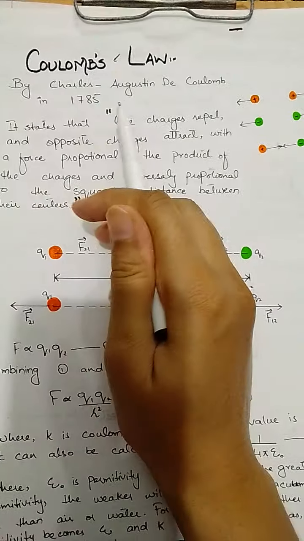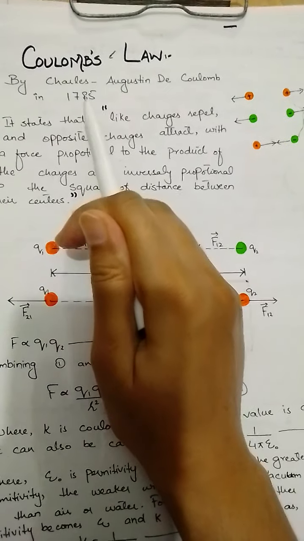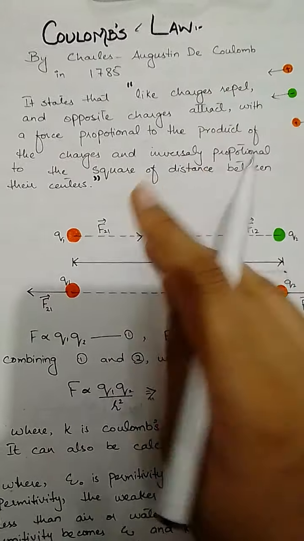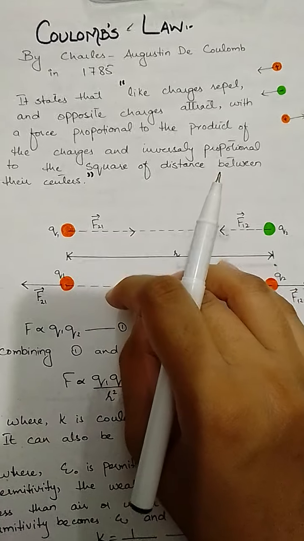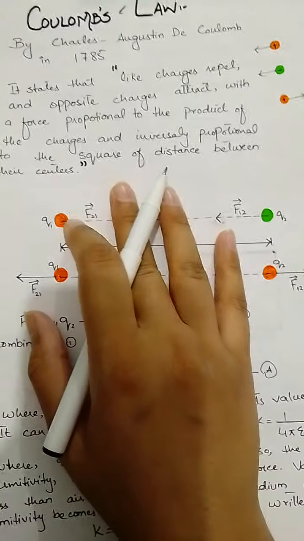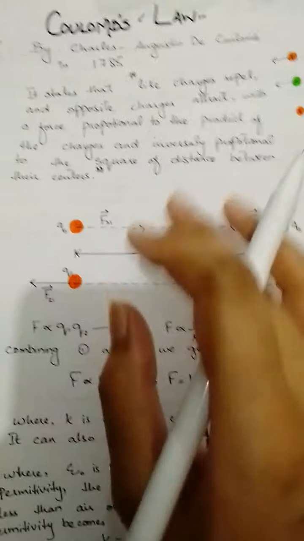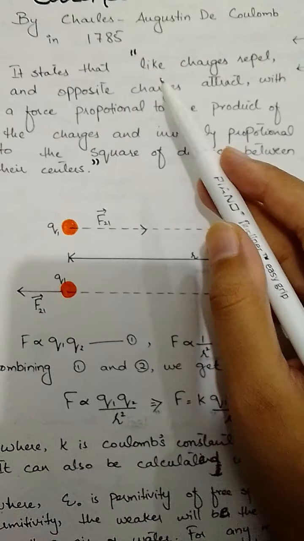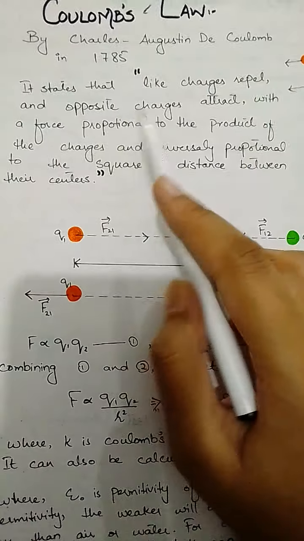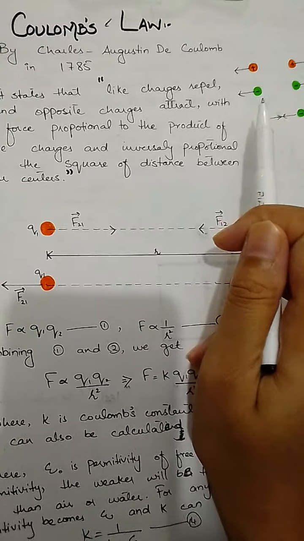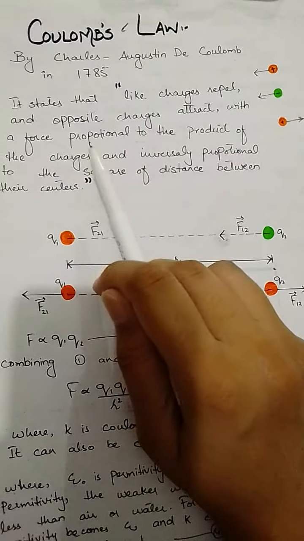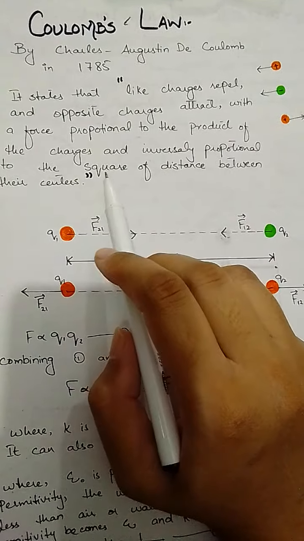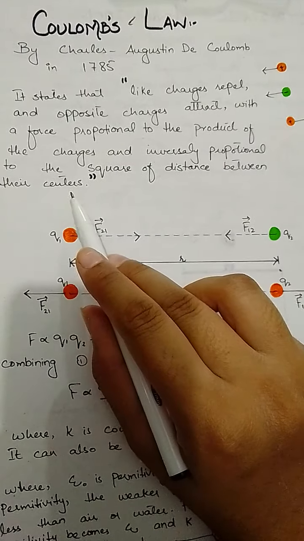So Charles Augustin de Coulomb in 1785 discovered this law, which is known as Coulomb's law. This law is really important from the paper point of view as well, so you really have to understand it briefly. It says that like charges repel and opposite charges attract, as we have already studied earlier, with a force proportional to the product of the charges and inversely proportional to the square of the distance between their centers.